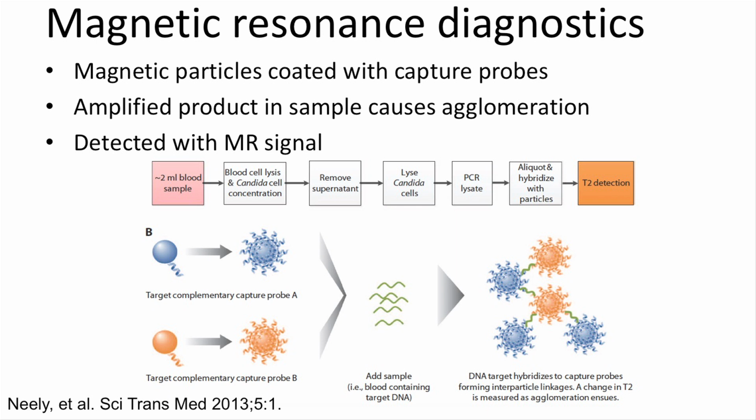So this uses magnetic particles that are coated with capture probes that target different organisms, and then you can take a blood sample, do a short amplification step, and apply this test directly to a blood sample. And if the target is present in the sample, these little magnetic particles agglomerate and produce an MR signal that can be detected by the instrument.